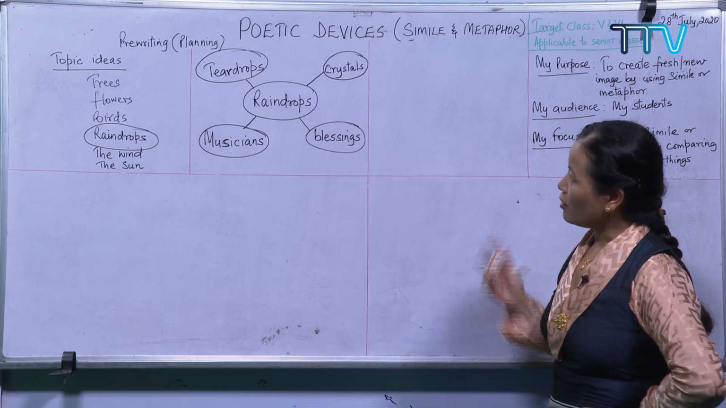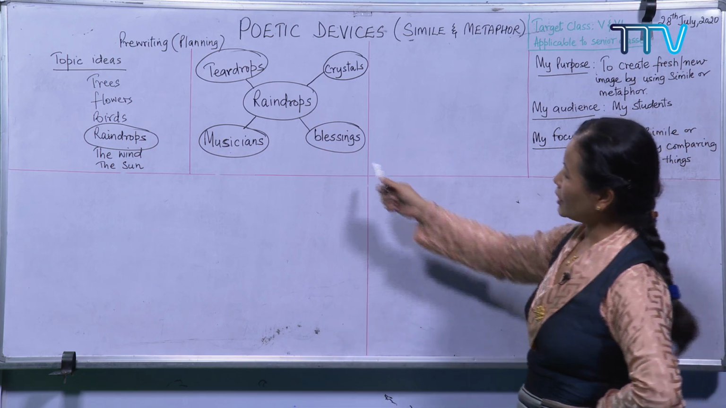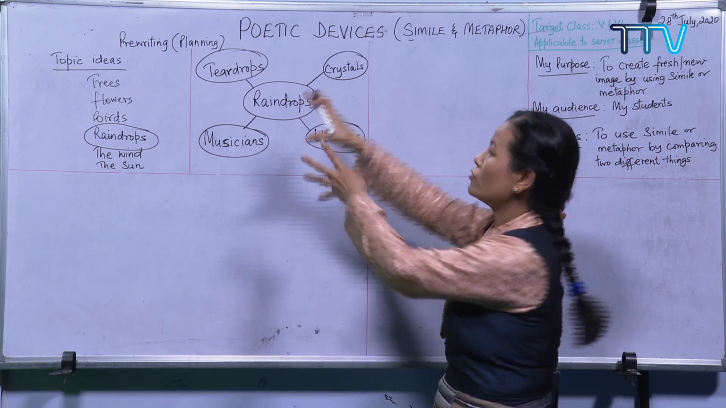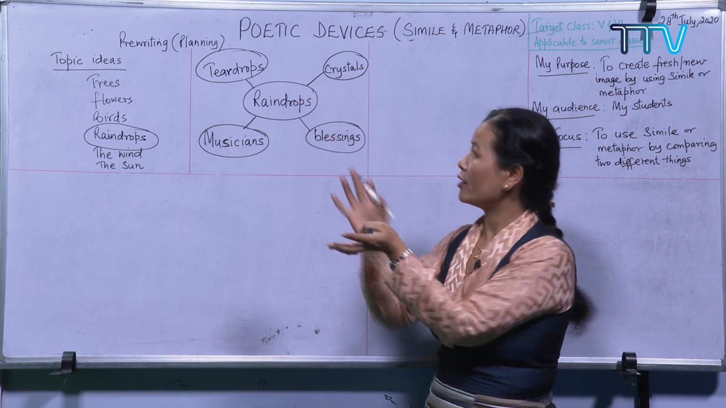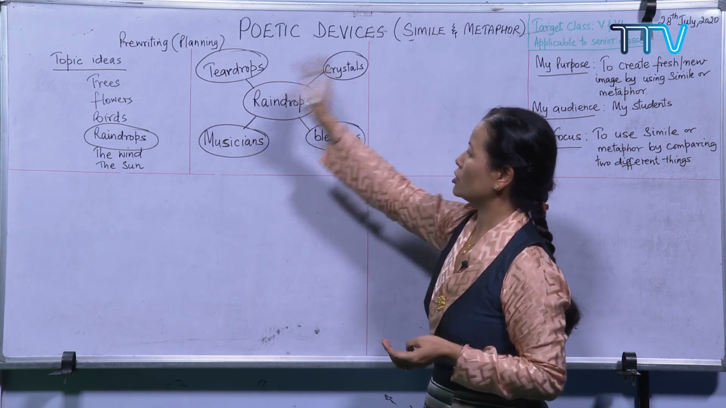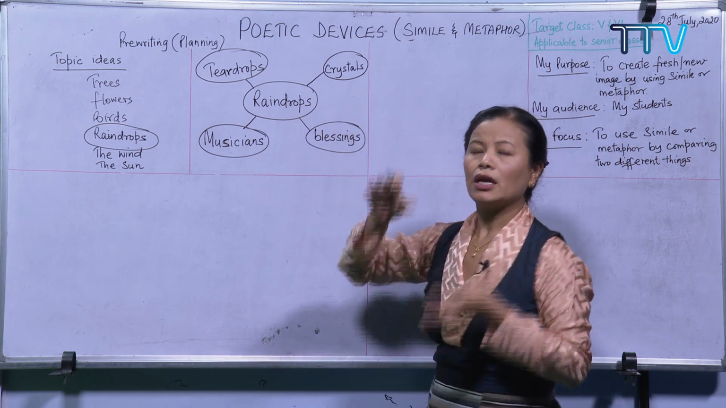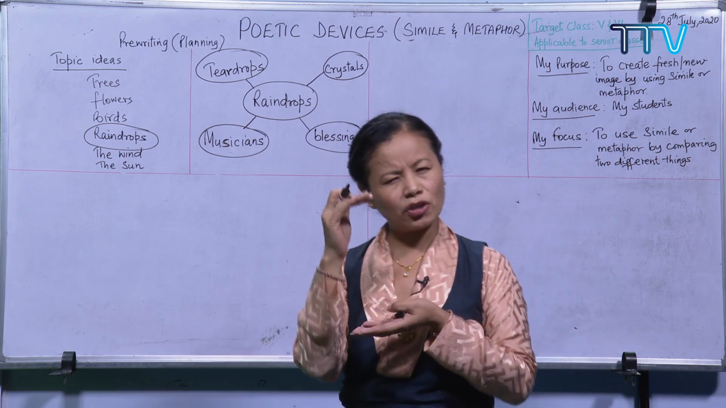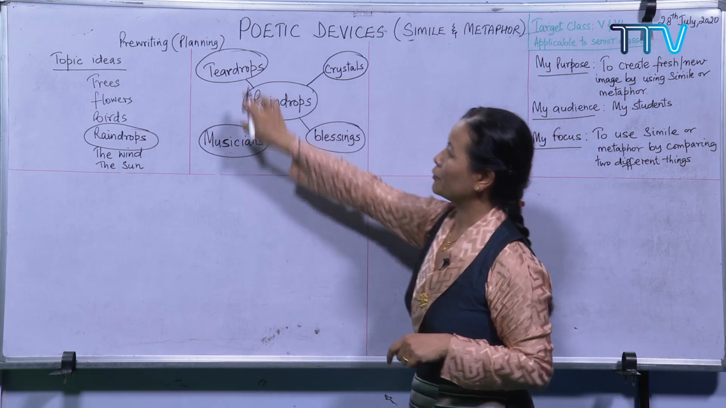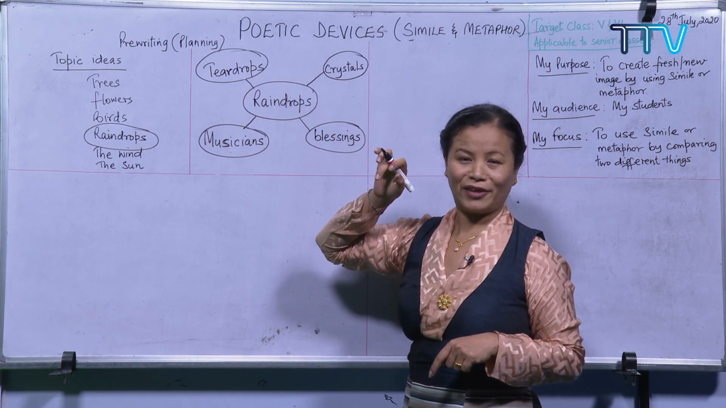Next part. Now I have to choose. Am I going to compare? Because we are not writing a paragraph. If we are writing a paragraph, you can use all this. You can compare raindrops to teardrops, musicians, blessings, crystals. But here I am going to write a short poem with just one comparison. So I am going to choose one from here.